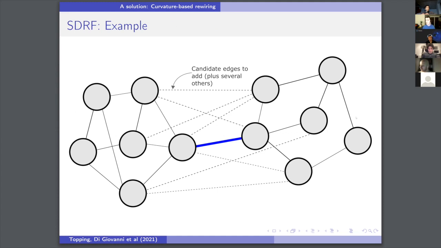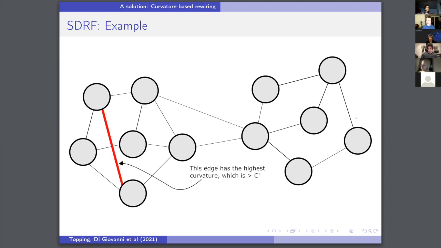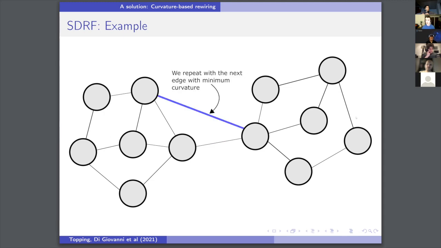Once we've calculated the improvement, we can sample a new edge to add that forms a 3-cycle with this bottleneck edge, and in theory, improves the flow of information between the two cliques. Then you move to the removal step, identifying the edge that has the highest curvature, which say is above this upper bound, and you remove it. Then you go back to adding an edge.